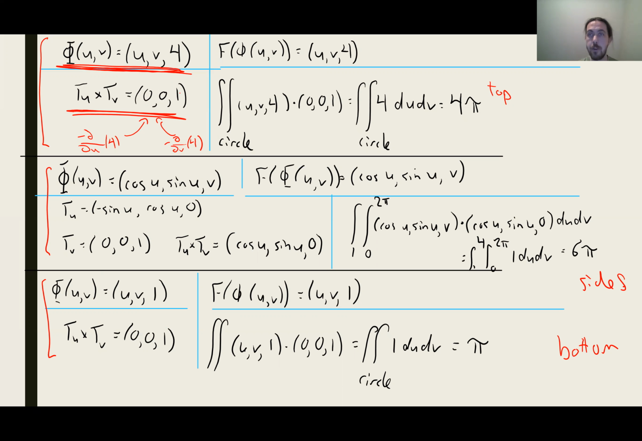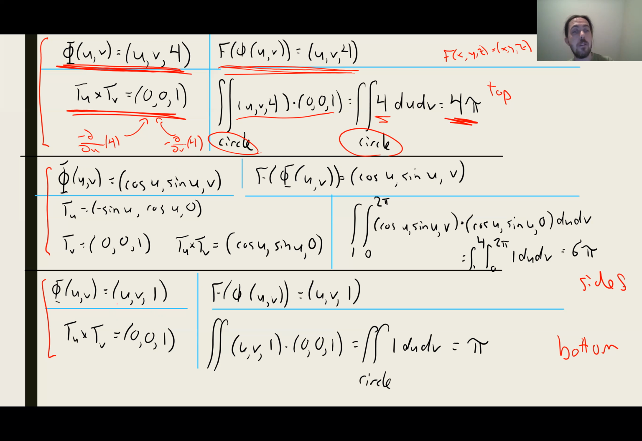That's my normal vector. Then I evaluate what my vector field is doing at the point u, v, 4, and because my vector field had the formula F of x, y, z equals x, y, z, I'm basically just firing the same thing back out again. Then I take the dot product of my normal vector with my vector field, and that gives me the number 4. Then I integrate it over my region of integration, which in this case was a circle, and that gives me 4 pi.